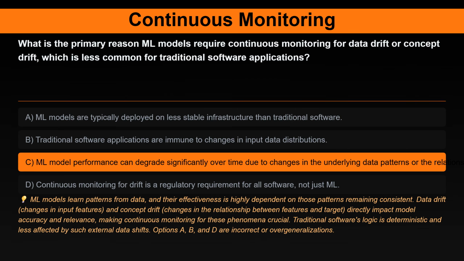The correct answer is ML model performance can degrade significantly over time due to changes in the underlying data patterns or the relationship between inputs and outputs in the real world. Here's the explanation. ML models learn patterns from data, and their effectiveness is highly dependent on those patterns remaining consistent. Data drift, changes in input features, and concept drift, changes in the relationship between features and target, directly impact model accuracy and relevance, making continuous monitoring for these phenomena crucial. Traditional software's logic is deterministic and less affected by such external data shifts. Options A, B, and D are incorrect or overgeneralizations.